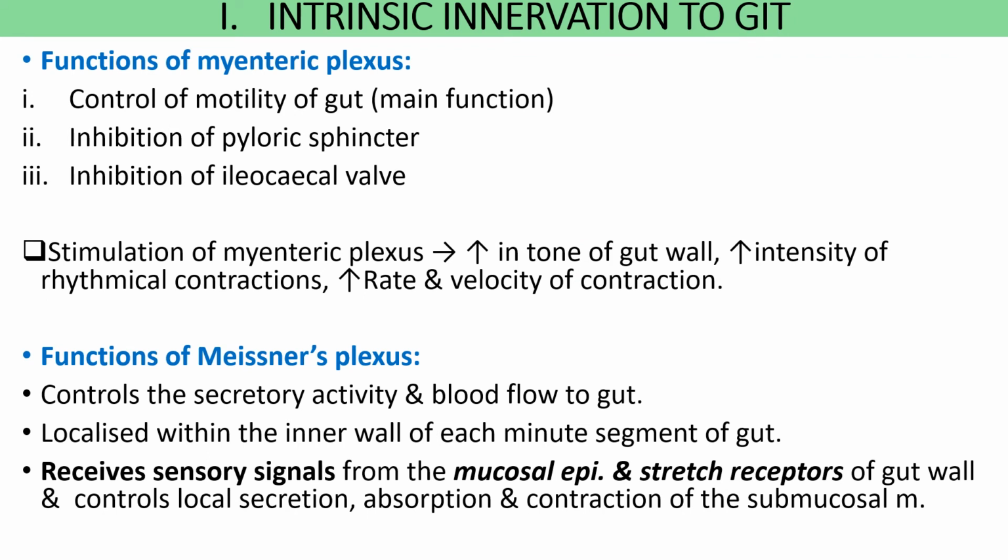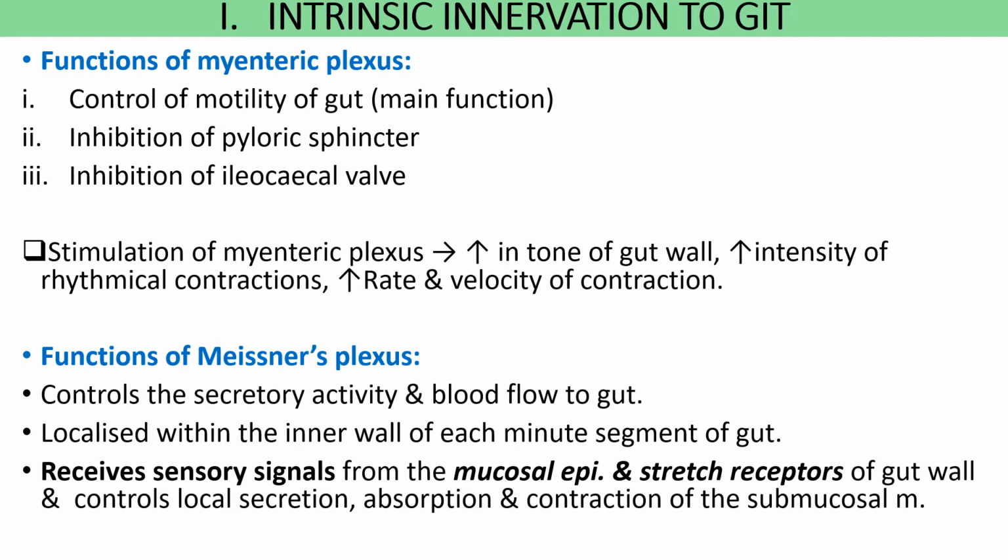The intrinsic innervation to the gut performs various functions. So let us see the functions of the myenteric plexus first. The major function of the myenteric plexus is to control the motility or the movement of the gut. Second function is inhibition. Inhibition of the pyloric sphincter as well as the ileocecal valve is under the control of the myenteric plexus. Now, how does the myenteric plexus work?